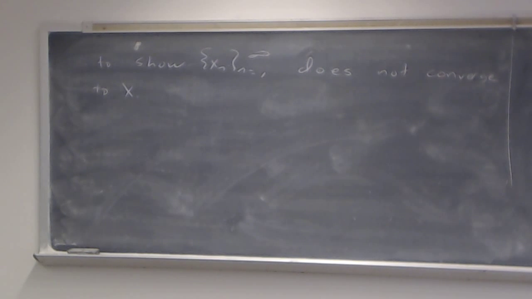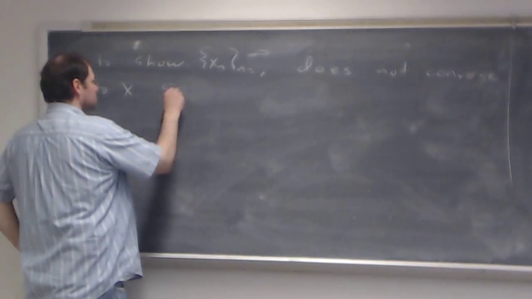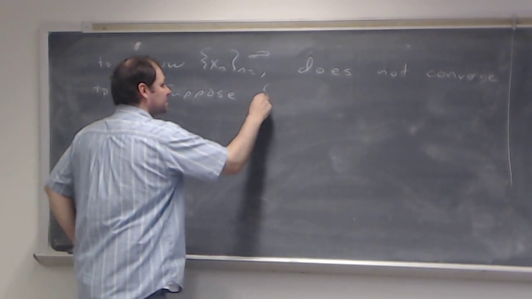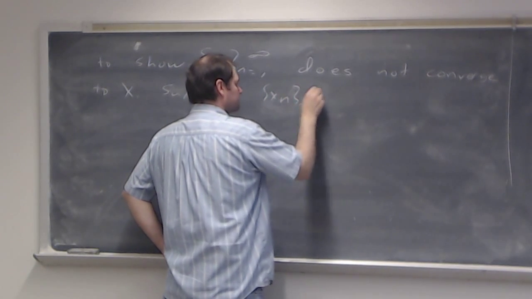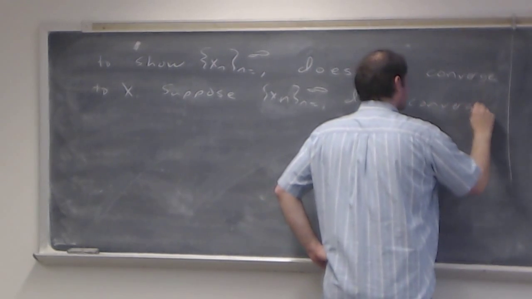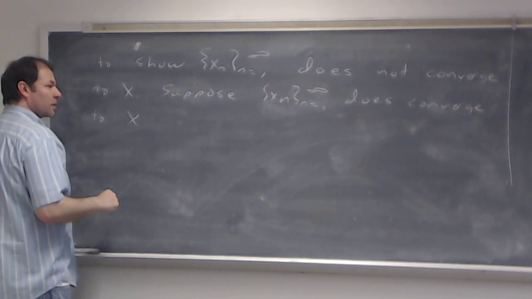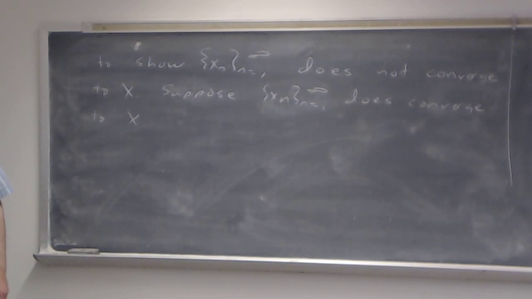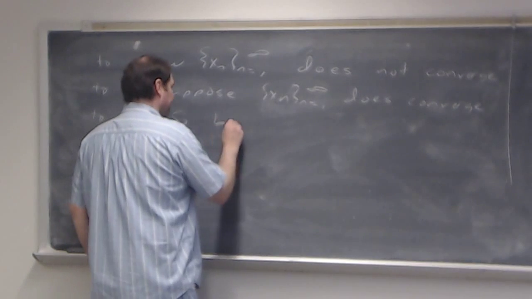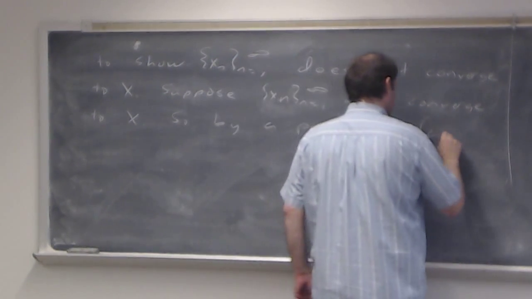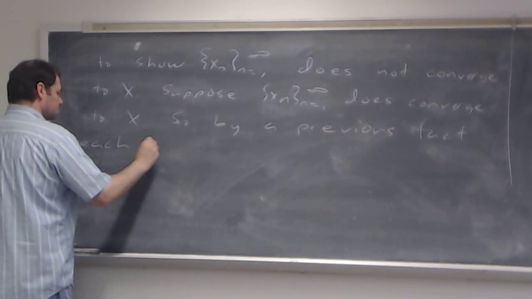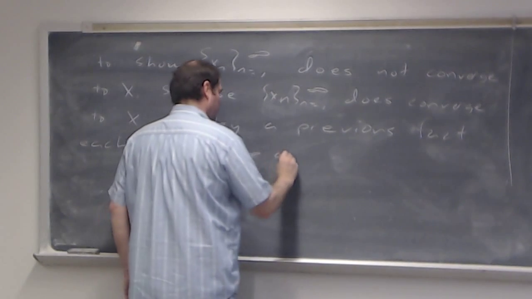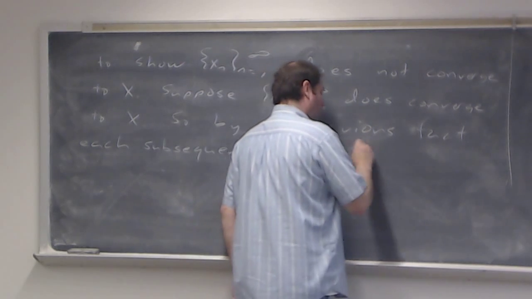All right. Well, the way we're going to do this is we're going to do it by contradiction. Suppose x of n does converge to x. That's what we're going to suppose. We had a previous fact, just recently, Monday, that if you're looking at a convergent sequence, every one of its subsequences converges and converges to the same thing. So by a previous fact, each subsequence of x of n will converge to x.